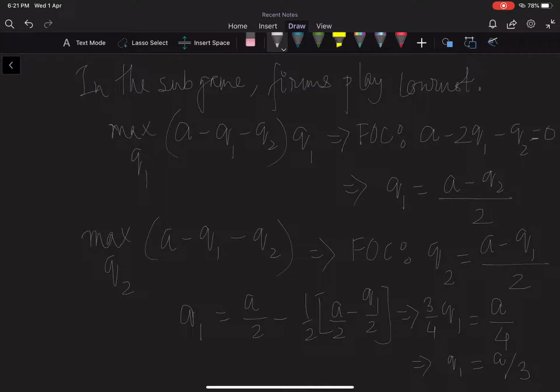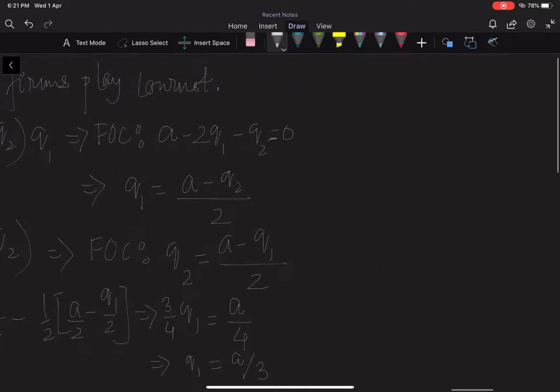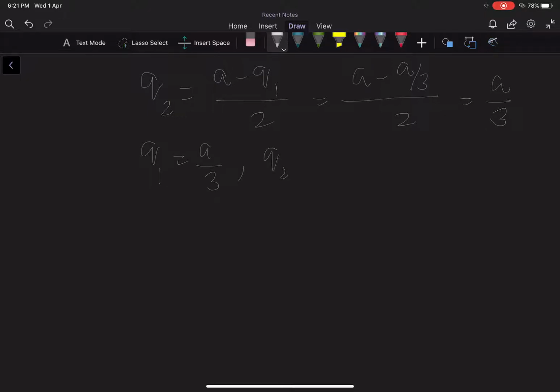Okay, if I plug this into Q2's best response, which is (A minus Q1) by 2, if I plug in (A minus A by 3) by 2, I again get A by 3, right? So both Q1 and Q2 are A by 3 in the subgame. Okay, so basically you see it depends on A.